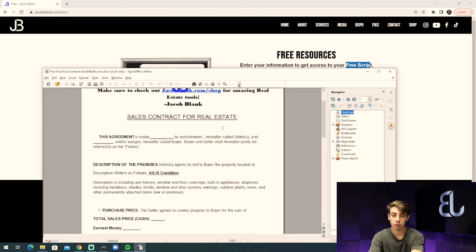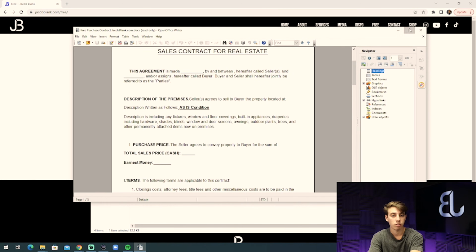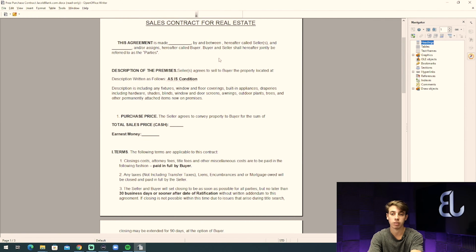Alright, now that we've got the purchase contract open, let's check it out. Sales contract for real estate. This agreement is made. You're going to put the date right there. By, in between, the seller's name, you need to put the name that's on title that owns the property right there. And buyer, which is you, put your name right there. And or assigns, meaning we're able to assign this contract to another buyer. Buyer and seller shall hereafter jointly be referred to as the parties.